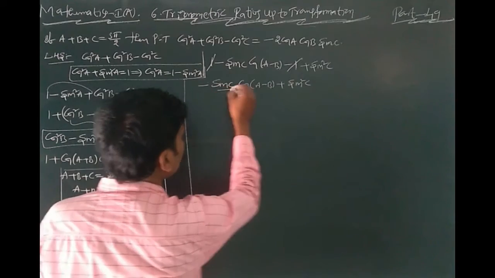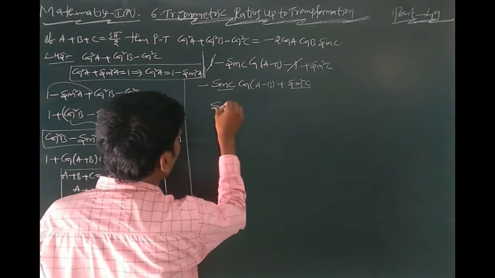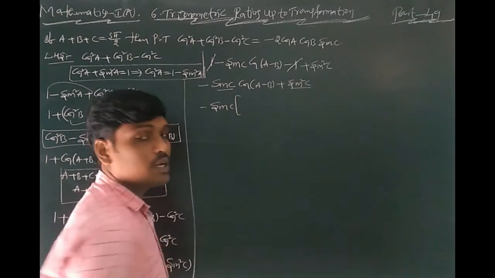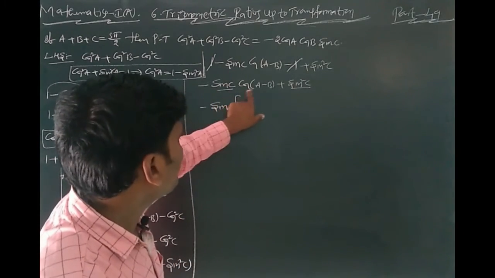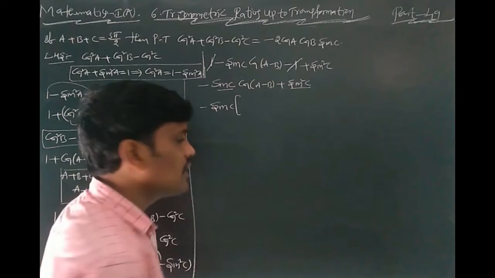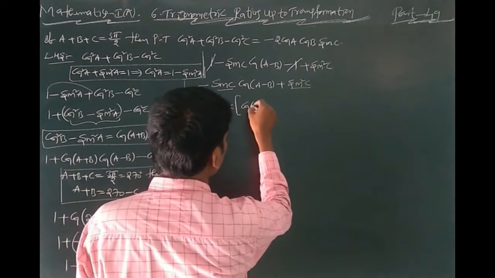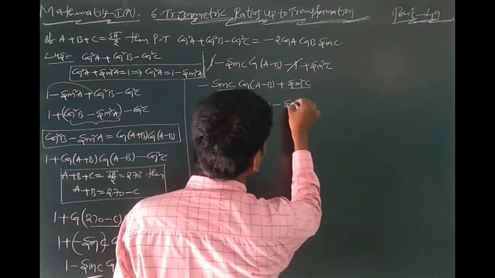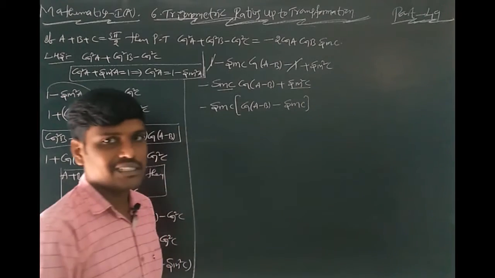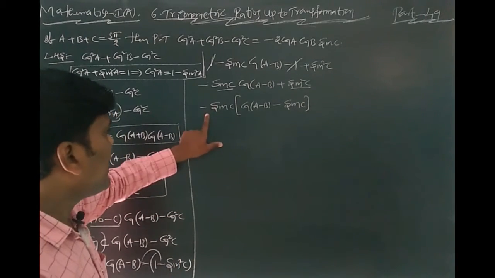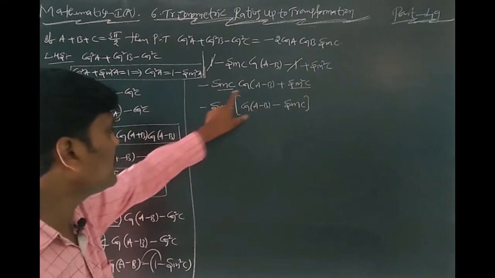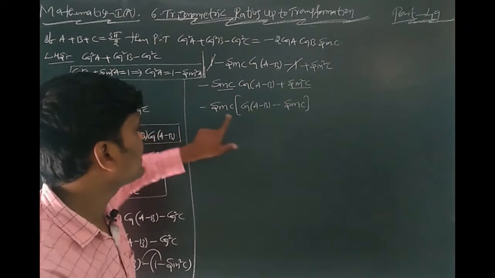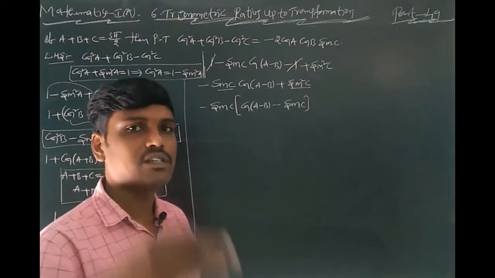Here in these two terms sin C is common, and once again in these two terms you can take common minus sin C. You get cos of A minus B here. Once again, explaining, students: minus sin C into cos of A minus B, minus into minus plus sin C into sin C, sin square C.